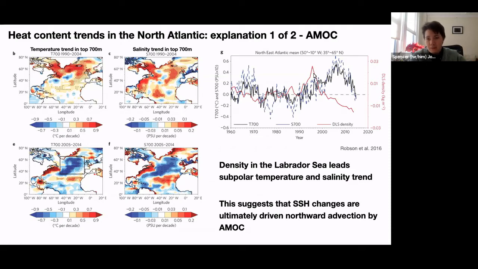And then later on in the time series, you have a reduction in the densities in the deep Labrador Sea, and they're saying that means that we have a weaker AMOC later on. And they find that this change in temperature lags the change in AMOC strength by about 5 to 10 years. So based on the correlation, they're advocating that it was the strong AMOC that brought these high temperatures and high salinities northward.